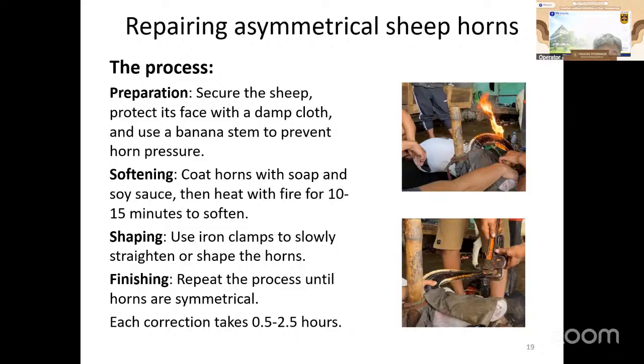And the third, shaping the horn. Iron clamps are used to slowly straighten or shape the horns. And the last is finishing. The process is repeated until horns are symmetrical. Each correction takes about 30 minutes to 2.5 hours.